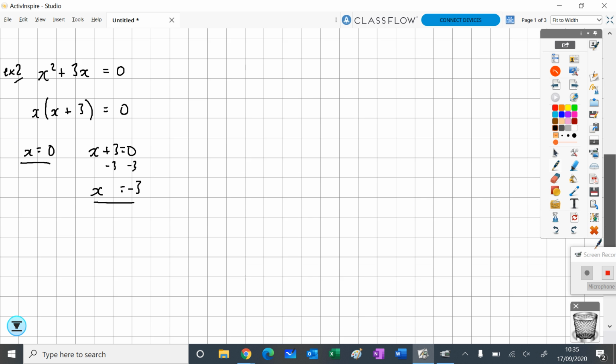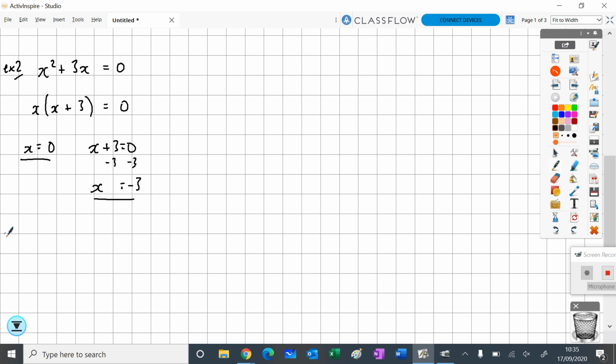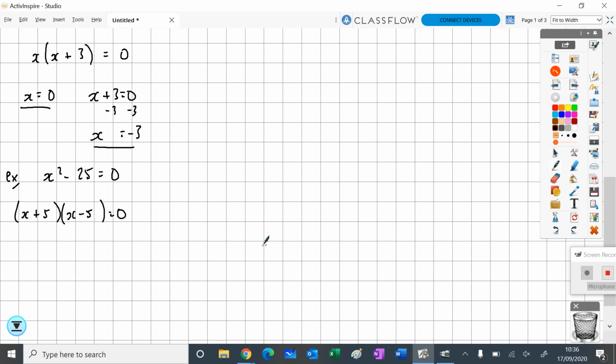You've also got situations where there's no x term. So you have things like x squared minus 25 equals 0. And you need to recognise that as the difference of two squares. You see it factorised to there. And so x plus 5 equals 0 is one option. x minus 5 equals 0 is an option. And so x equals negative 5 from there. x equals 5 from there. So these are all achieved by factorising.